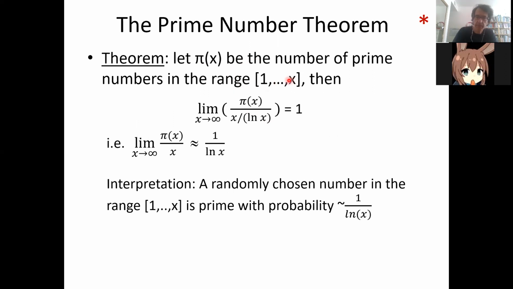It says that if you look at the range from 1 to x for whatever x, then as x goes large, you can approximate the number of primes in this range by the expression x divided by the natural logarithm of x. ln stands for natural logarithm, which means it's a logarithm with base e.